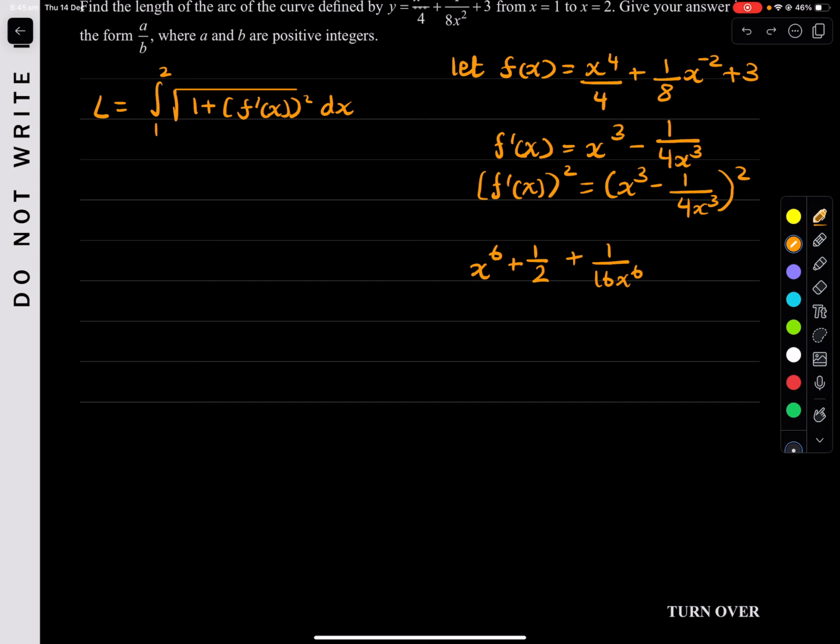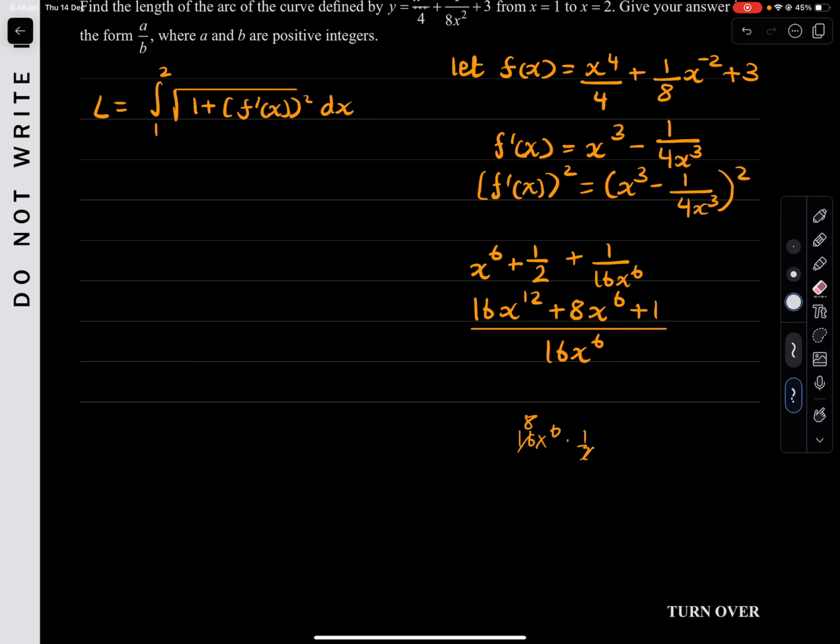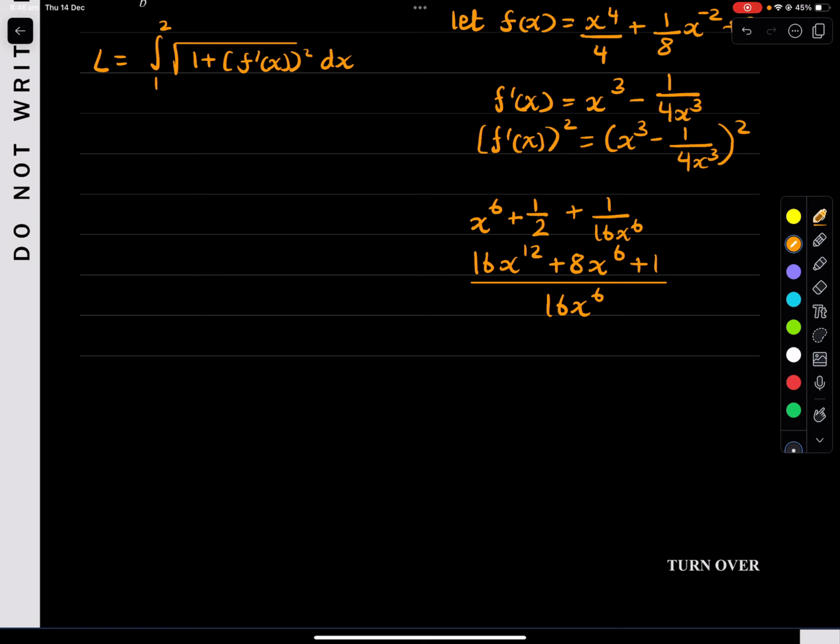So it'll be 16x to the power of 12. So what's 16x^6 times a half? We get plus 8x to the power of 6 plus 1, all divided by 16x to the power of 6. Okay. All right.